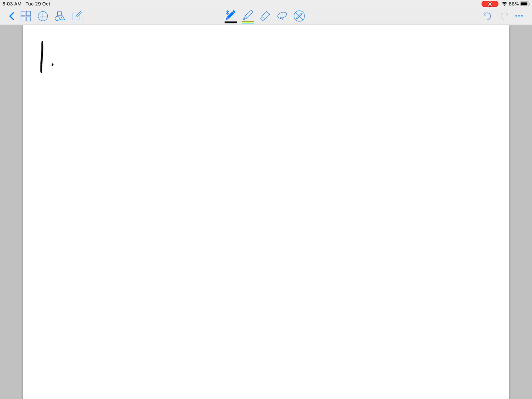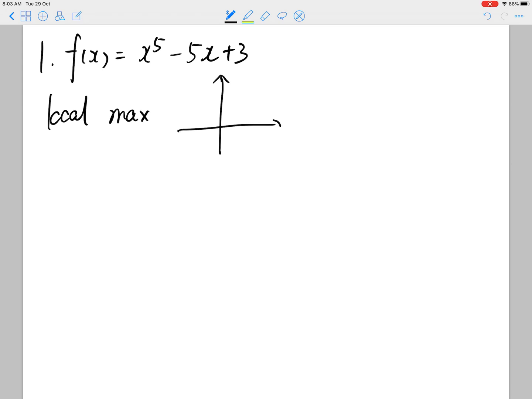Okay, problem 1. The function is given, and you want to know its local maximum and local minimum. So for the local maximum, the graph is like this. The first way to define point A as a local maximum is that f prime of A is 0 and f double prime of A is smaller than 0. This is the first method you can use to define A as your local maximum.